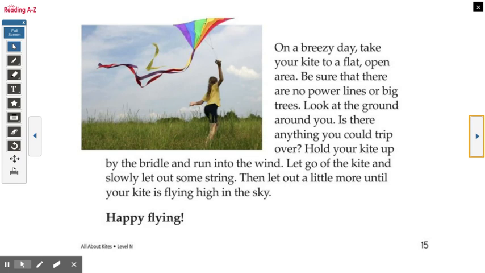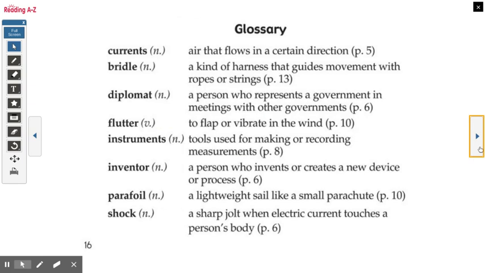I see two text features. What's that fancy word for pictures? Illustration, that's right. So there's a picture. And then what about this? Bold print. Good job. Ooh, this is a text feature. What is it called? The glossary.